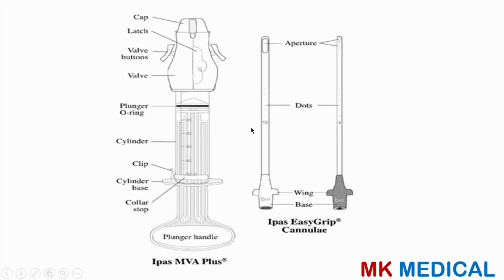So here's a much more labeled diagram. Here you have a cap. Here you have the latch. Here you have the valve button, you have the valve itself, you have the plunger O-ring, you have the cylinder, you have the clip, you have the cylinder base, you have the collar stopper or the collar stop, and then you have the plunger handle. And then of course these are cannulas, or cannulae rather for plural.